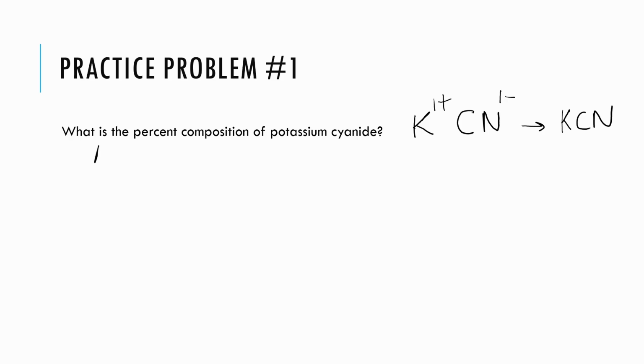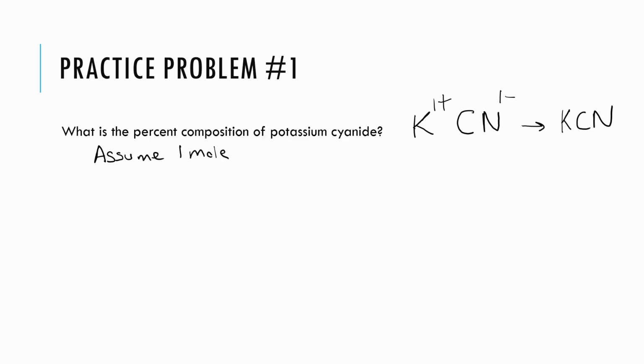We are going to make an assumption here. We're going to assume 1 mole. Now, the reason that we're assuming 1 mole is it's just going to make these calculations a little bit easier, and we're just going to be dealing with grams. Now, we're going to need to figure out the full total mass of this compound in 1 mole. In order to do that, we're going to add up our potassium, our carbon, and our nitrogen.